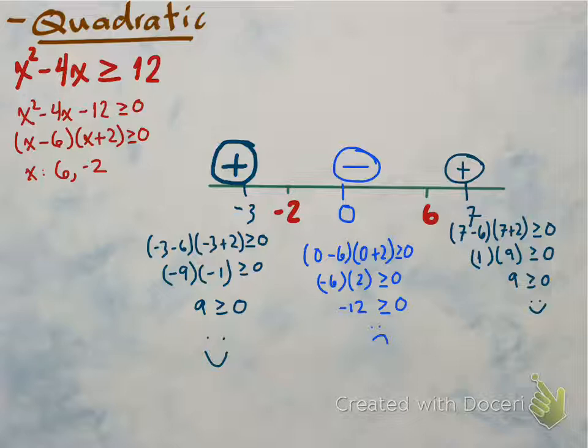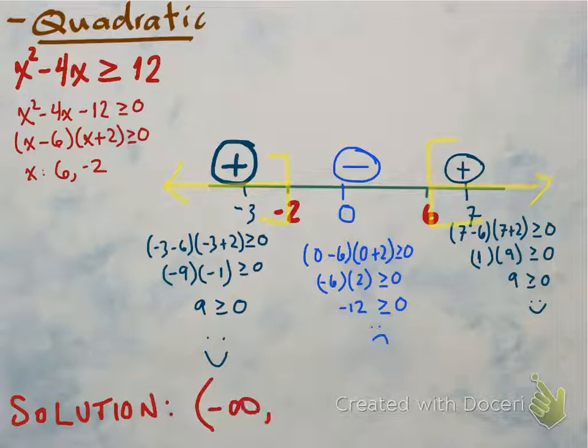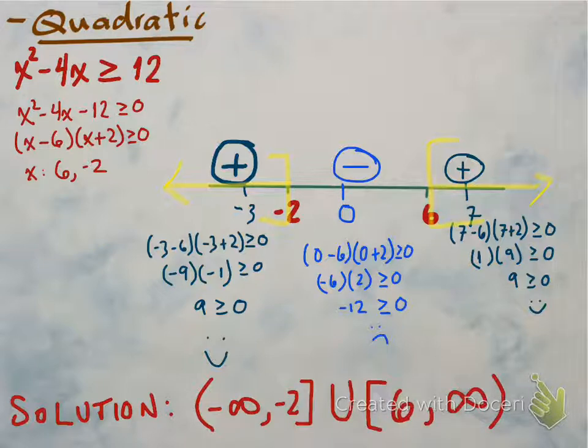The two intervals that are positive are less than negative 2 and greater than 6. We've got a greater than or equal to sign in the inequality, so that means I can actually include those values. So it's negative 2 and below, and positive 6 and above. So our actual solution turns out to look like this. It's a union of those two intervals, negative infinity to negative 2 and 6 to infinity. That's the solution interval. That's how we write it, with interval notation.